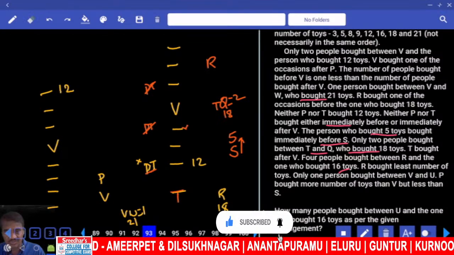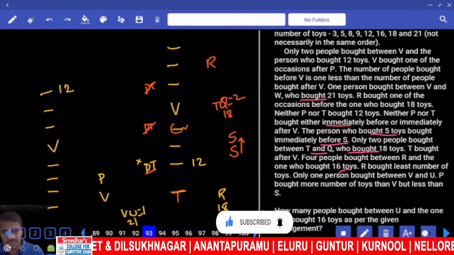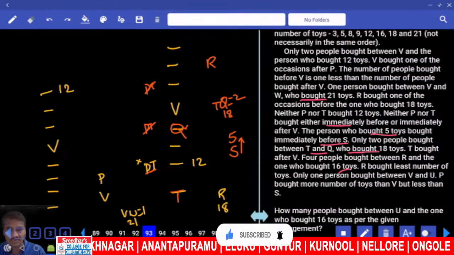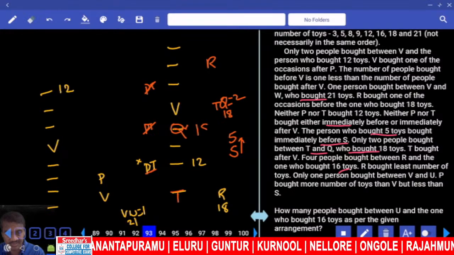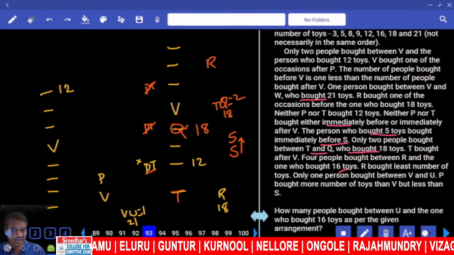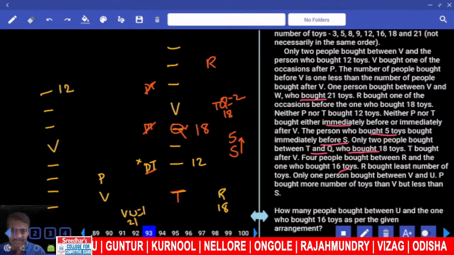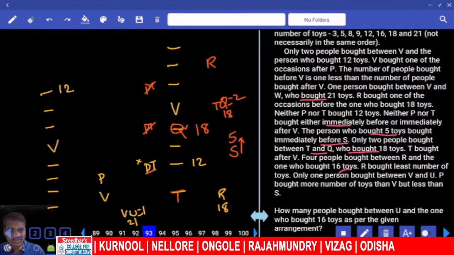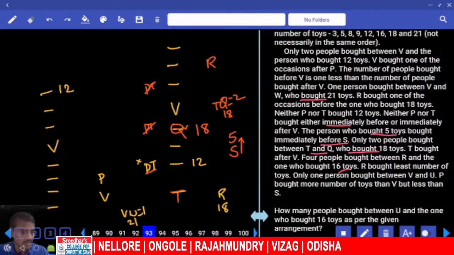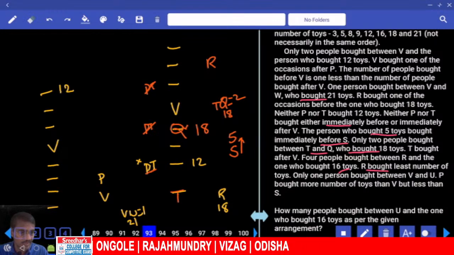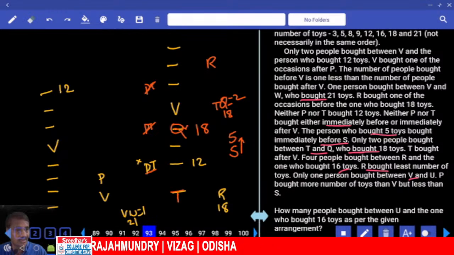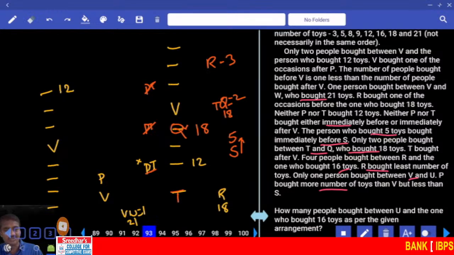If T is here, now between T and Q, how many? 2. Now Q is here. T and Q, Q is 18. T and Q we have done. Then after this, R is before this 18. And R bought the least number of toys. Only one person is between, least means R is 3. R is 3. P bought more toys than V but fewer than S.